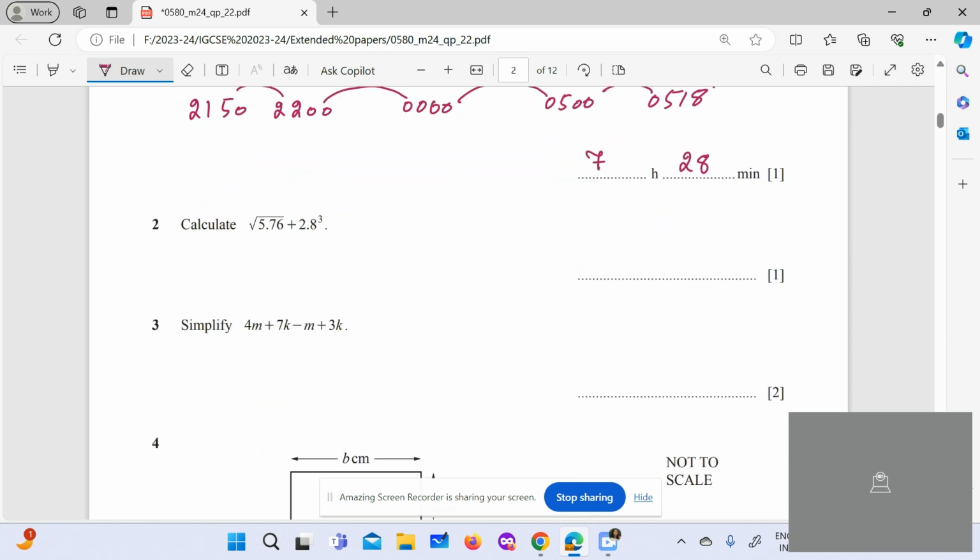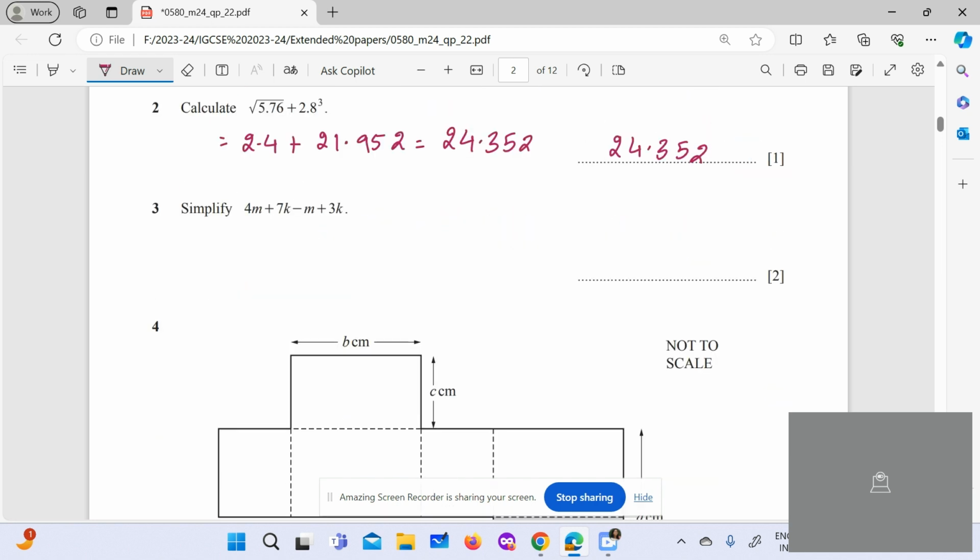Yeah, next one is calculate under root 5.76 plus 2.8 cubed. Since this is a 1 mark question, you can input all the values in your calculator and get the answer directly. So 2.4 plus this will be 21.952, which will give you as 24.352. So for 1 marker, at least showing one line is enough. If you can do the working, that will be much better.